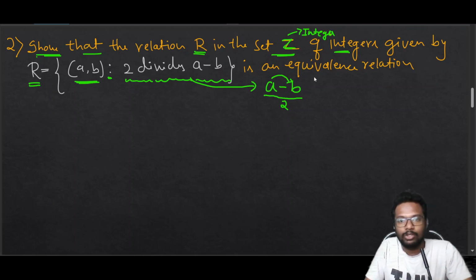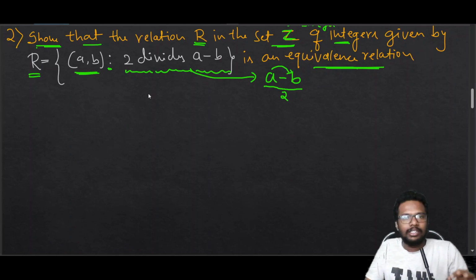We have to show R is an equivalence relation. This is our main target. To show R is an equivalence relation, we have to show it is a reflexive relation, a symmetric relation, and a transitive relation. Let's start one by one. Solution: first I start with the reflexive relation.